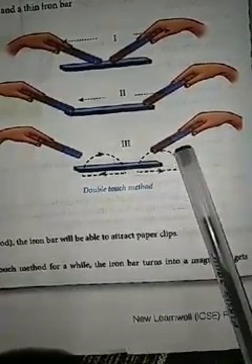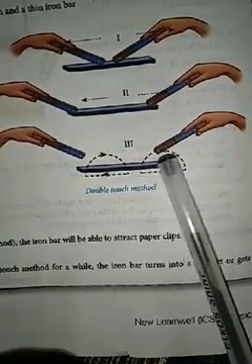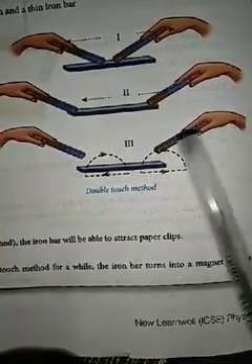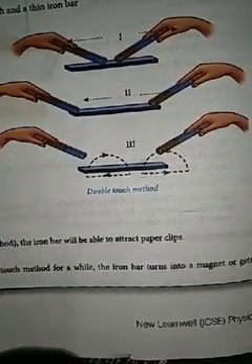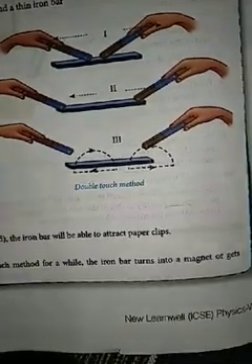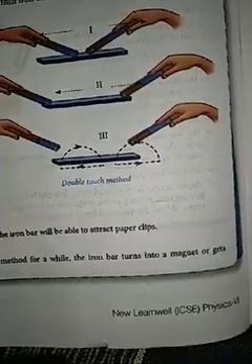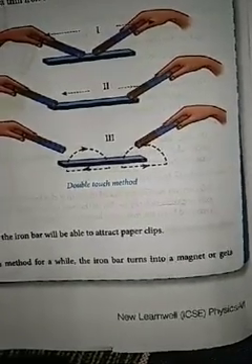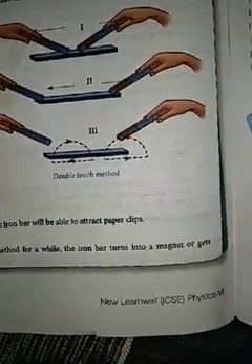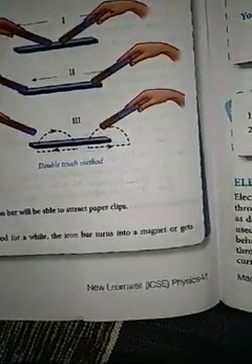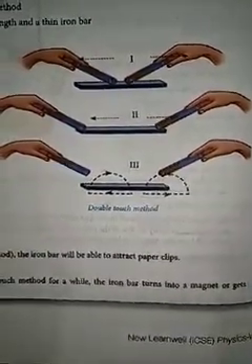Lift the magnets. In the third step, the bar magnets are lifted and brought back to the center of the iron bar. Repeat this process 20 to 30 times. After doing this, the iron bar will be able to attract paper clips. So after repeating the double touch method for a while, the iron bar turns into a magnet, or gets magnetized. This is the process of the double touch method.